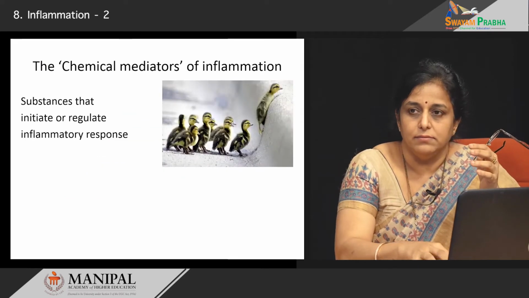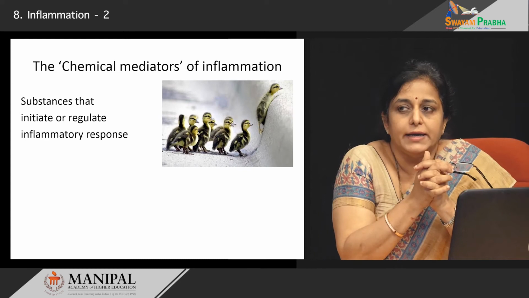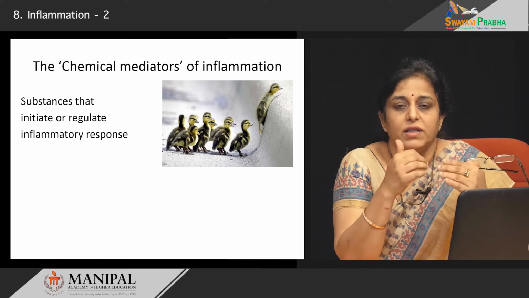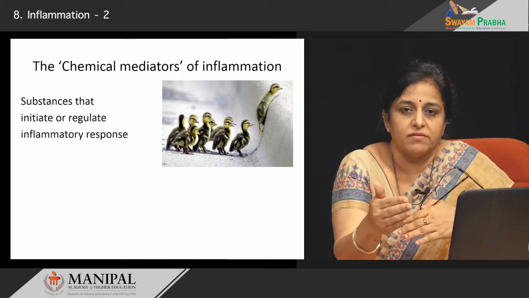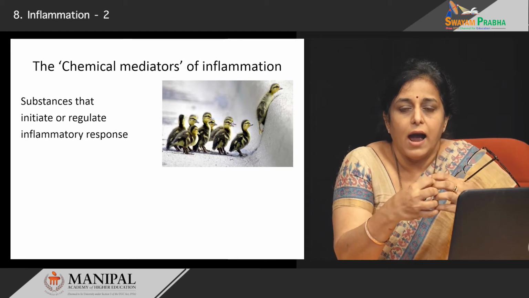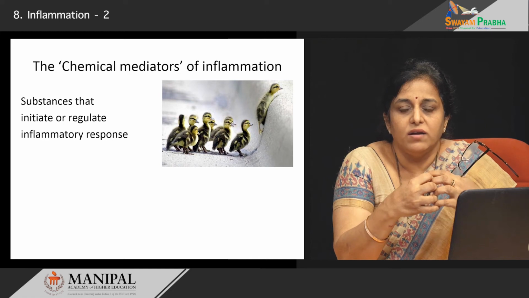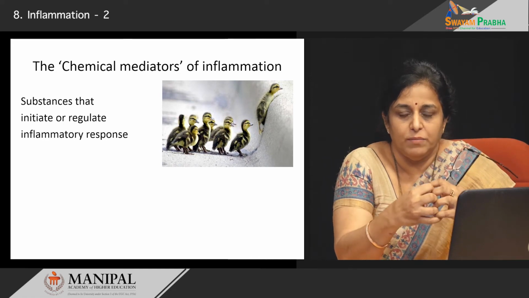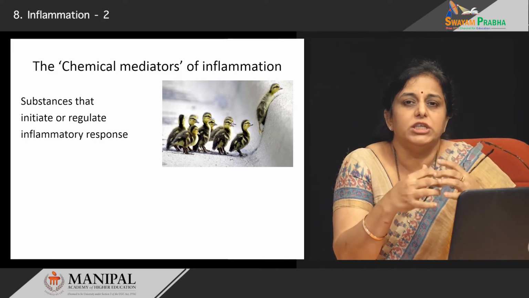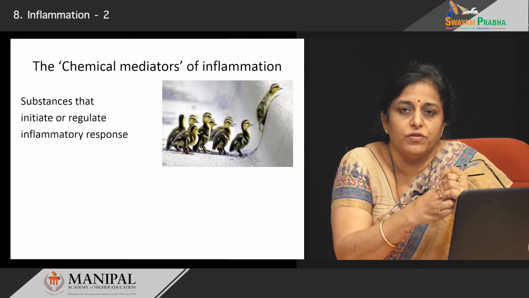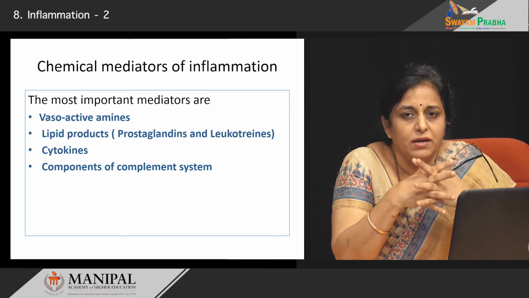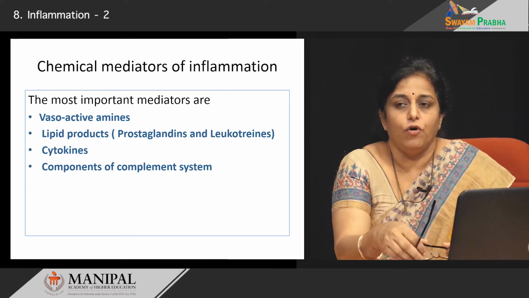Next, coming to the topic of chemical mediators of inflammation. All these steps that are happening within the leukocytes, whether it's the margination or chemotaxis or phagocytosis, all this happens because they are activated and stimulated by various substances that are produced at the site of inflammation. So, the chemical substances that are released at the site of inflammation, which initiate or regulate the inflammatory response, are called chemical mediators of inflammation. And there are various chemical mediators that are involved.